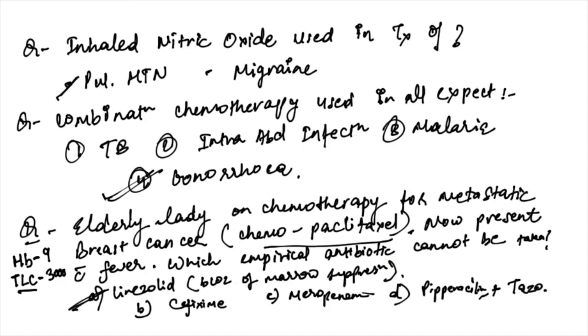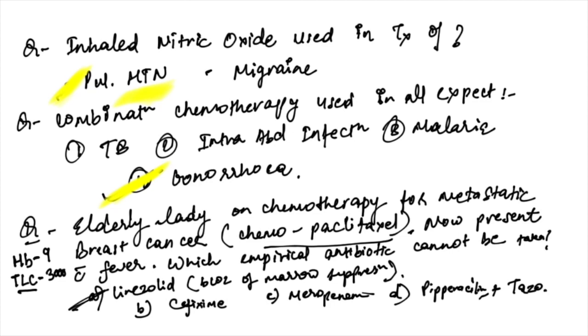Now inhaled nitric oxide is used in the treatment of pulmonary hypertension. Now combination therapy is used in all the diseases except gonorrhea, which does not include combination chemotherapy. All the other conditions like TB, intra-abdominal infection and malaria use combination therapies.